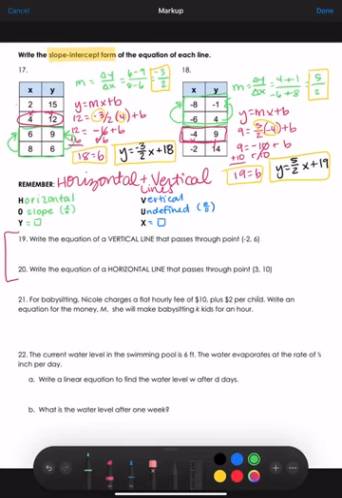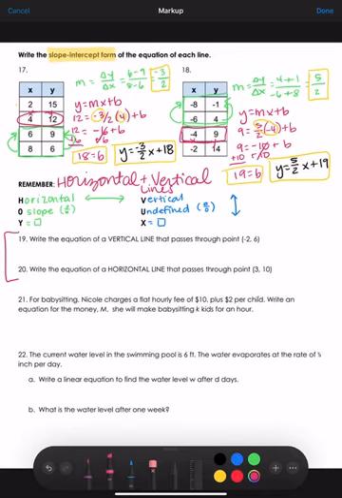And so a horizontal line, remember, it looks like this. And a vertical line looks like this. So we want to keep these ideas in our mind as we answer these next two questions. So we're not going to have a lot of work to do. We just want to kind of think through.